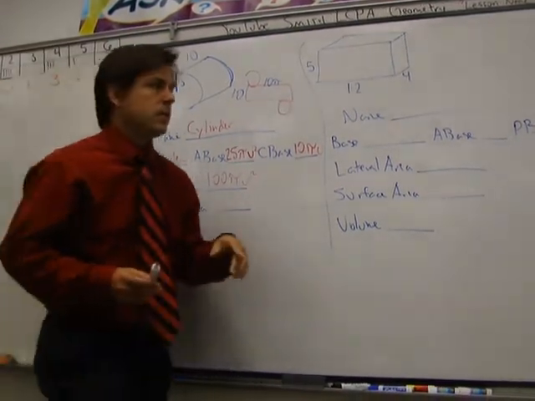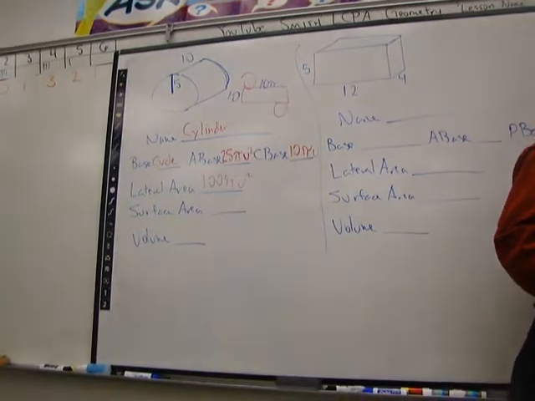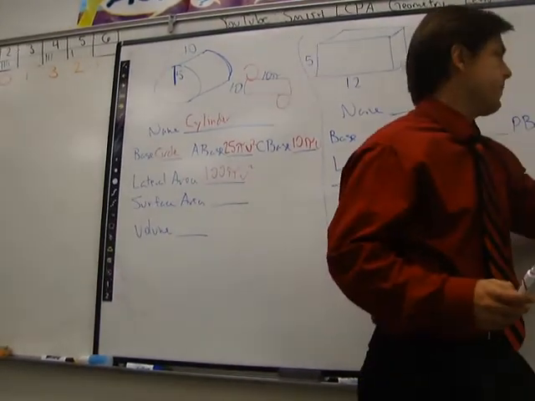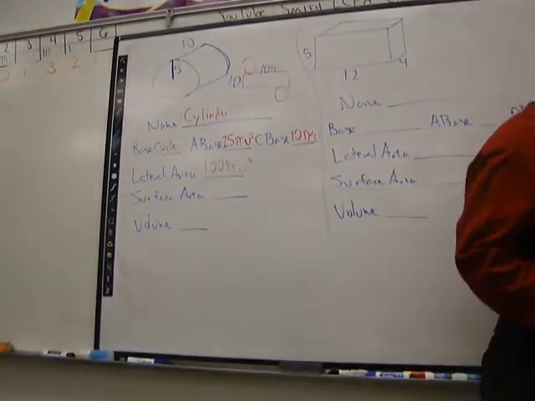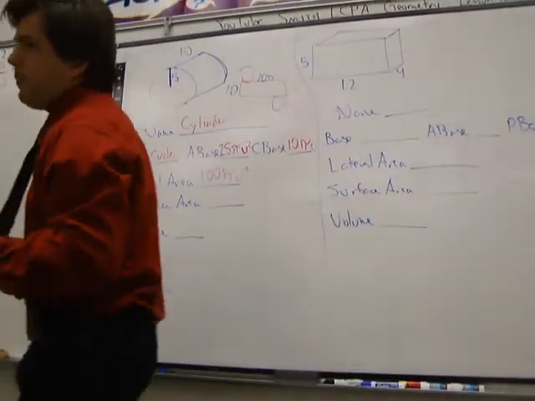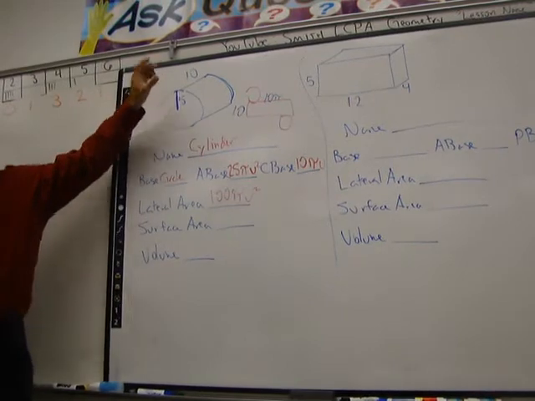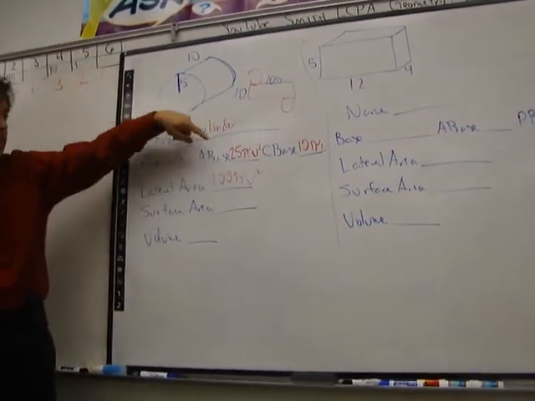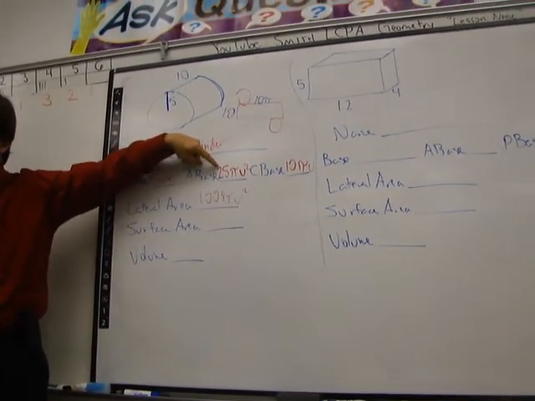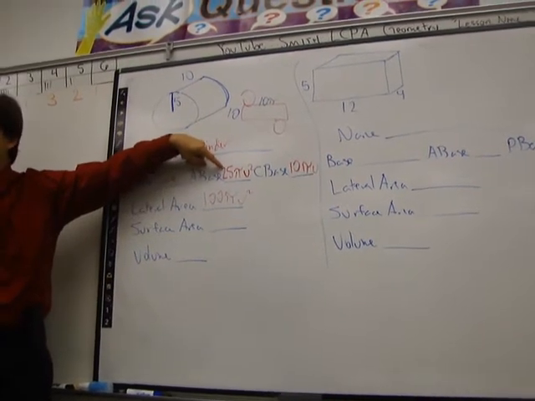Now let's think about this. The lateral area is the total area of the walls, right? The surface area is the bases and the walls together. So how many bases are there in the cylinder? 2. One in the front, one in the back. So what was the area of the base? 25 pi.